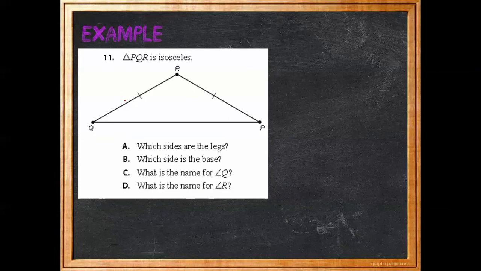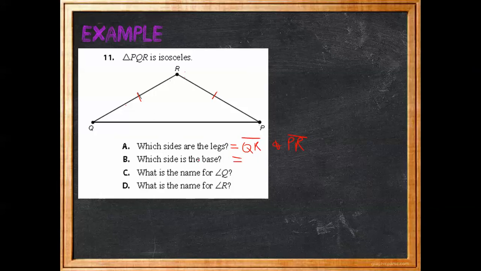So again, same thing right here, except now we're given PQR and we're just given these little hash marks. And again, remember, these hash marks do not say that the lines are parallel, and they do not mark a midpoint. These lines are saying that QR is congruent to PR, okay? So which sides are the legs? What we talked about, the legs are the congruent sides. So that would be QR and PR.